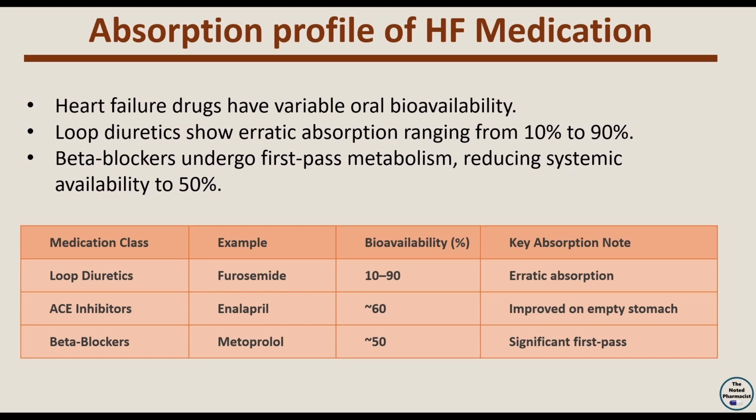ACE inhibitors, like enalapril, are well absorbed orally, with bioavailability improving when taken on an empty stomach. In contrast, beta blockers, such as metoprolol, undergo significant first-pass metabolism, reducing their systemic availability to approximately 50%. These variations necessitate careful dose titration to achieve therapeutic efficacy. The table presented here is a concise summary of the absorption profiles of heart failure medications. It highlights variable bioavailability metrics and critical pharmacokinetic nuances affecting systemic drug levels.